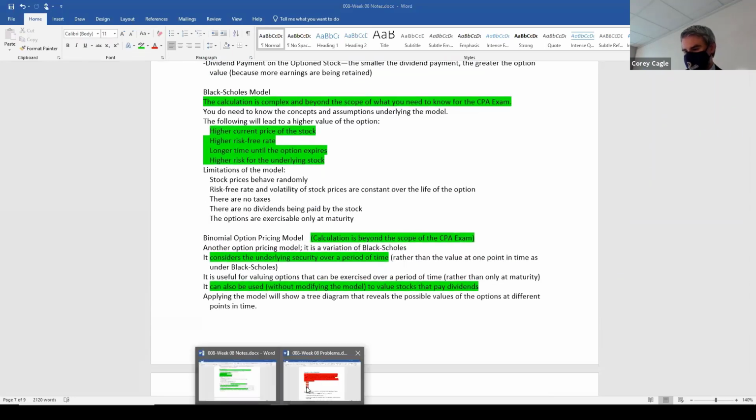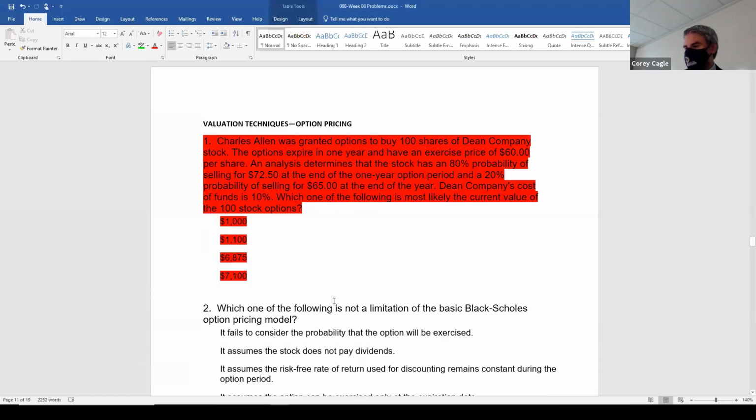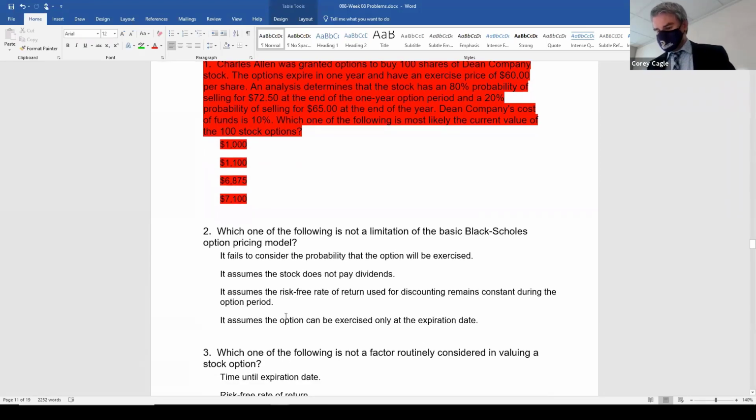But the questions they ask, first of all, their text said calculating is beyond the scope of the CPA exam. And what do they do in number one? They ask us to value it. So I put it on here so I could highlight in red to say, don't do this. Don't worry about this. That's not important for us. The rest of them are more along the lines of what we're responsible for.